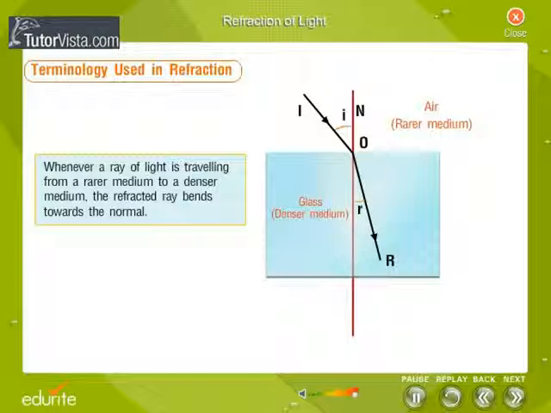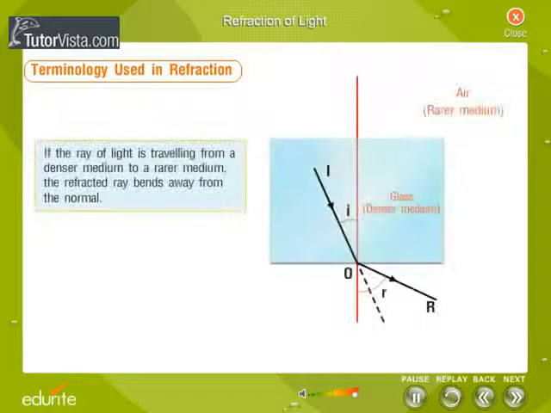Now, let's understand the phenomenon of refraction by studying the ray diagrams. Whenever a ray of light is traveling from a rarer medium to a denser medium, the refracted ray bends towards the normal. Here, IO is the incident ray, OR is the refracted ray, I is the angle of incidence, and R is the angle of refraction. In this case, angle I is greater than angle R.